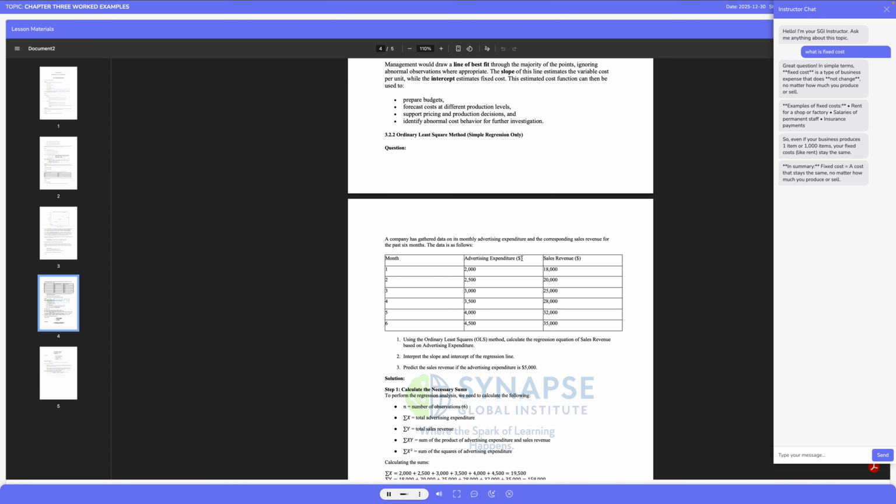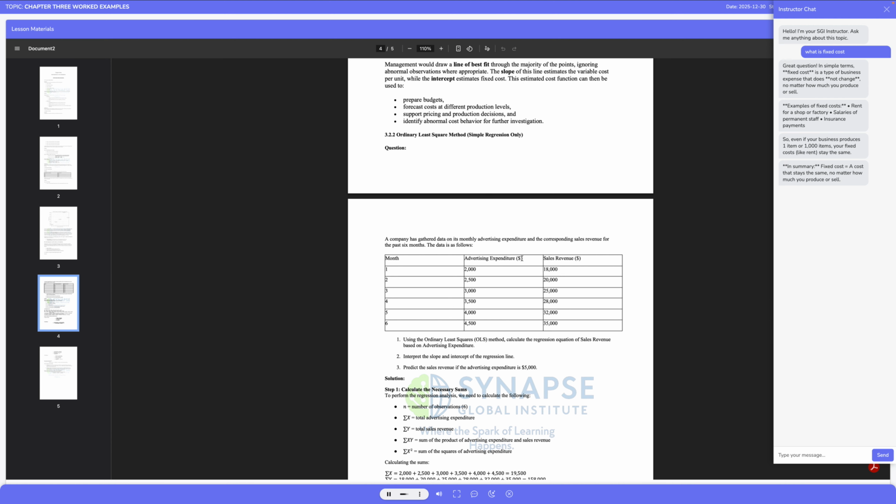In this question, the company has collected data on monthly advertising expenditure and the corresponding sales revenue for 6 months. Advertising expenditure is treated as the independent variable, while sales revenue is the dependent variable. The objective of the ordinary least squares, or OLS, method is to find a straight line equation that best describes the relationship between these two variables. This line is known as the regression line and is expressed in the form sales revenue equals A plus BX, where A represents the intercept and B represents the slope.